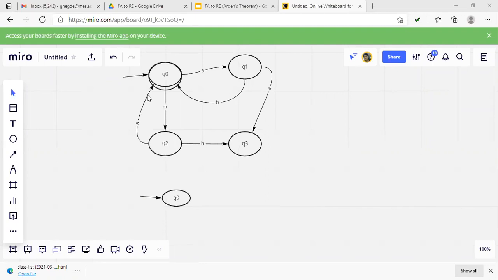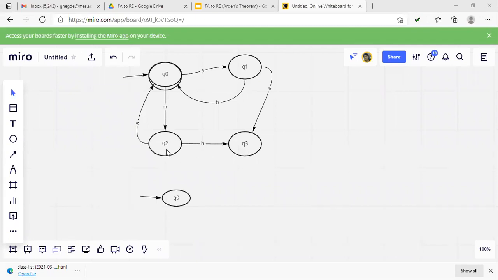Students, how many loops do you have? You have Q0, Q1, Q0. You have Q0, Q2, Q0. Is this a loop, students? Just check this. From Q0 to Q1 you can go. From Q1 to Q3 you can go.